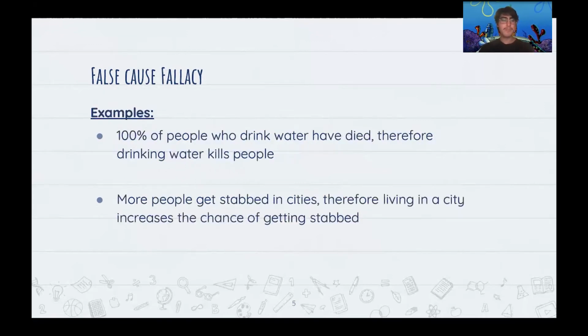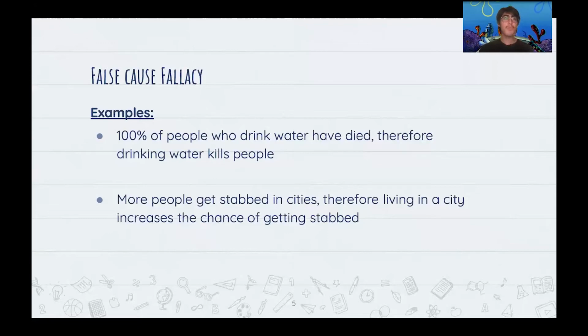The first example I purposely chose to be very far-fetched, just to showcase how this fallacy works. So the example says, 100% of people who drink water have died. Therefore, drinking water kills people. As can be seen, this is really not true. They're using the fact that everyone drinks water and everyone dies. So because everyone drinks water, that's the cause of death. As we can see, this is clearly not true, and therefore this is a deceptive use of a fact in order to push forward a false narrative.